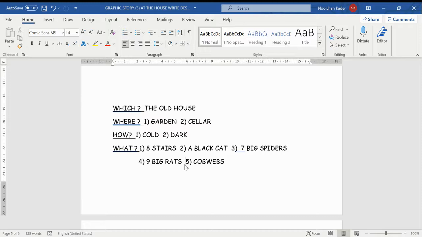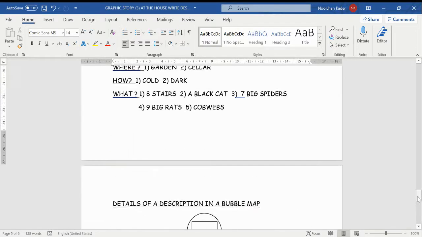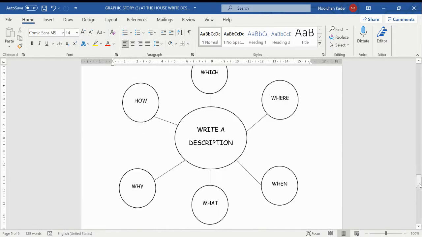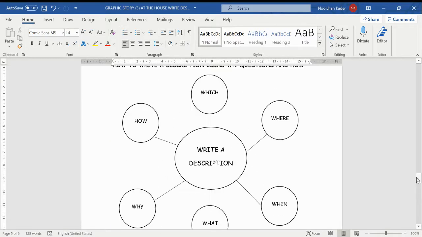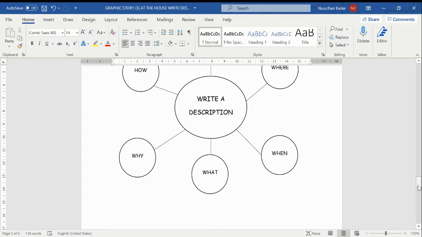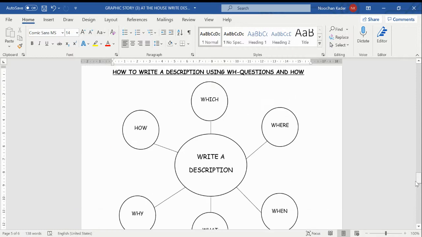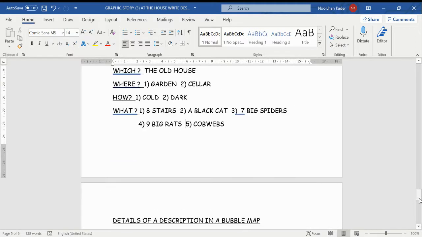Spiders use cobwebs to catch insects as their food and also for protection. If you do not know, that's what I'm telling you. So we've already answered the questions for which, where, what, and how. I've answered these because they are the only questions that we can answer from the graphic story to write a description of the old house.